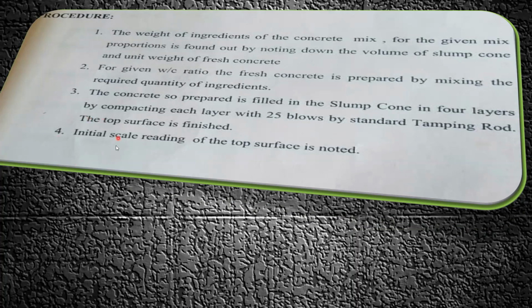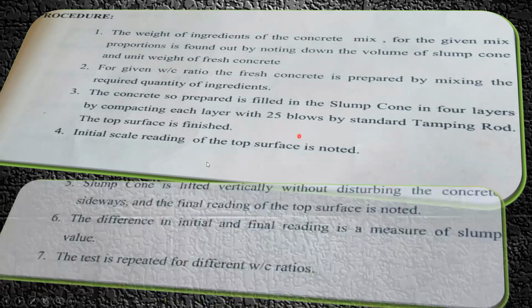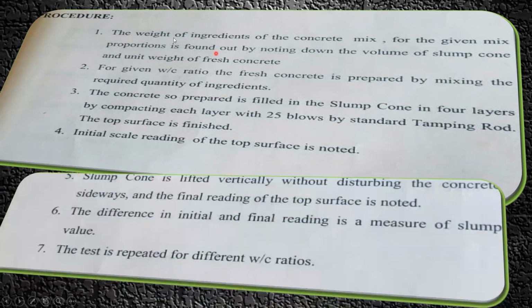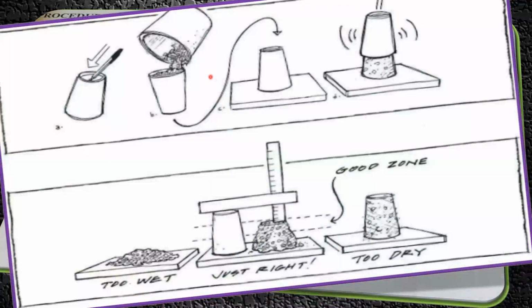And then the top surface is finished, the initial scale reading of the top surface is noted, and finally the slump cone is lifted vertically. Once you fill the slump cone, you lift it vertically without disturbing the concrete sideways, and the final reading of the top surface is noted. So the difference in the initial and the final reading is a measure of slump value, and the test is repeated for different water cement ratios, right? So we'll see the entire procedure first, and then we can understand this in a better way.